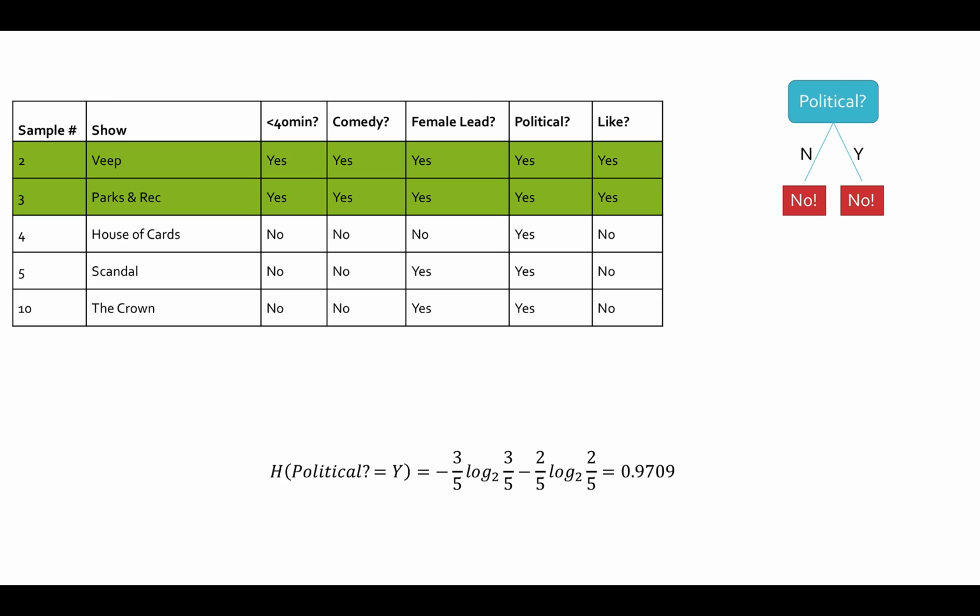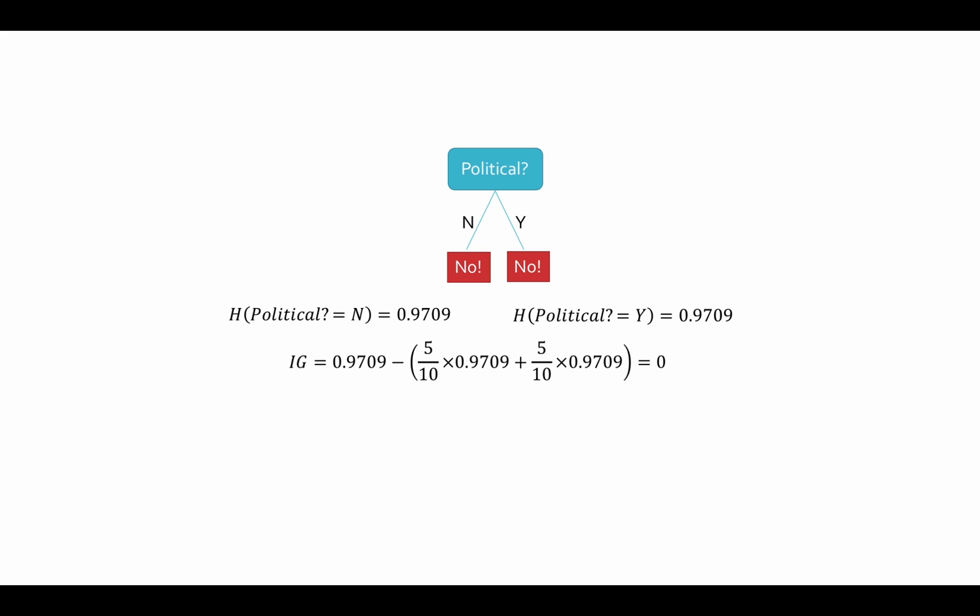This doesn't look good. We know that there's 5 out of 10 samples on the left and 5 out of 10 samples on the right, and so when we calculate information gain, we see that it's 0. It would make absolutely no sense to split on the feature political right now, because we would do just as well as if we just said no. That's what this is telling us.